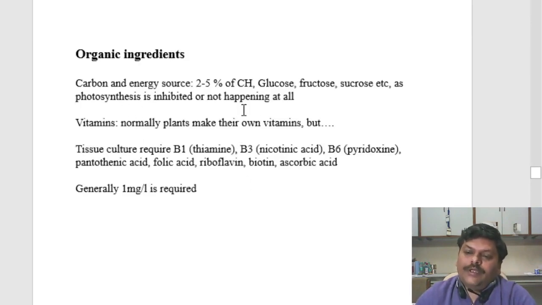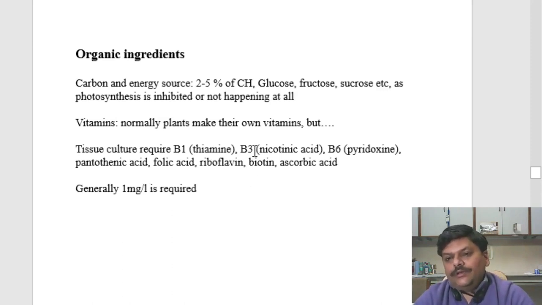Organic ingredients are related to carbohydrates, that means a source of energy. For example, humans get energy for our functions from sugars and carbohydrates. In the same way, plant cells also need energy, and they also get their energy in the form of carbohydrates. The most popular carbohydrates which we provide as an energy source in plant tissue culture are these mono or disaccharides: glucose, fructose, and sucrose.